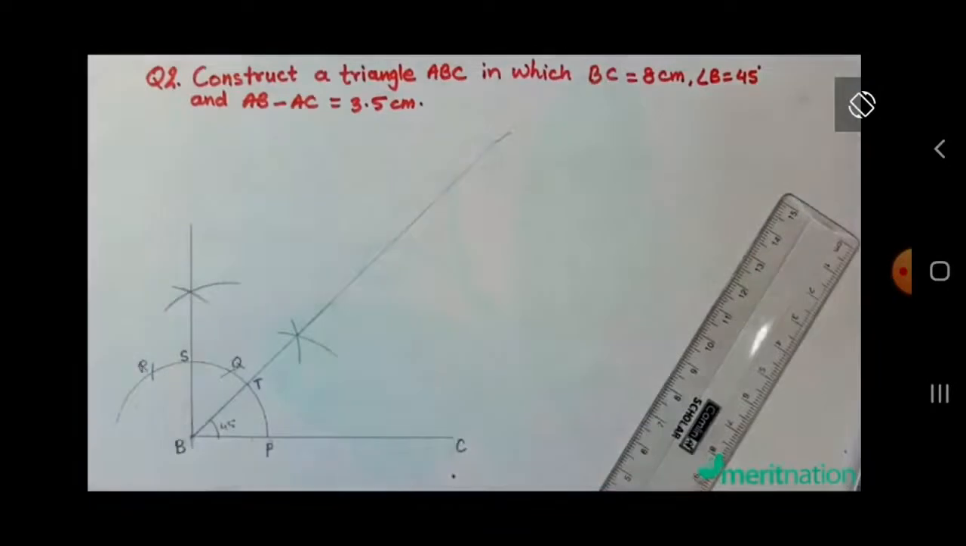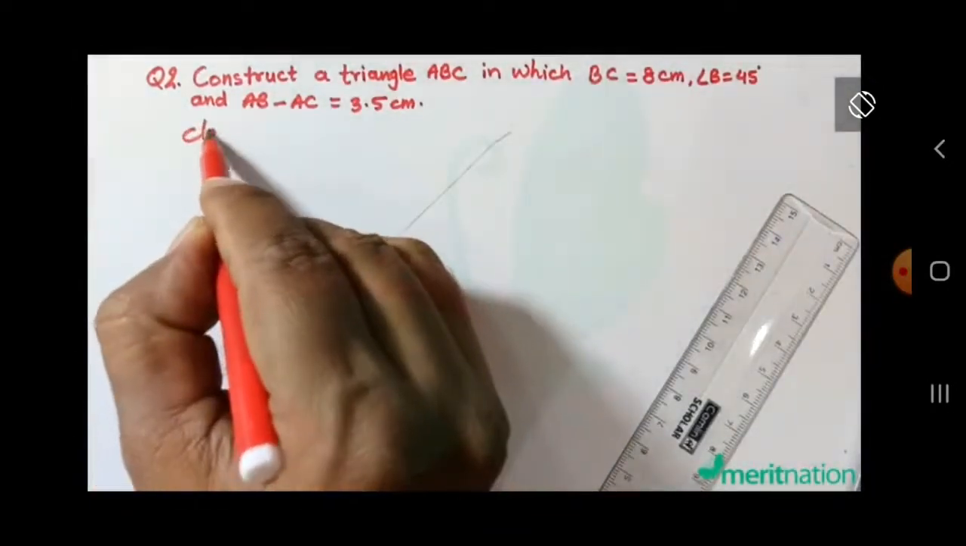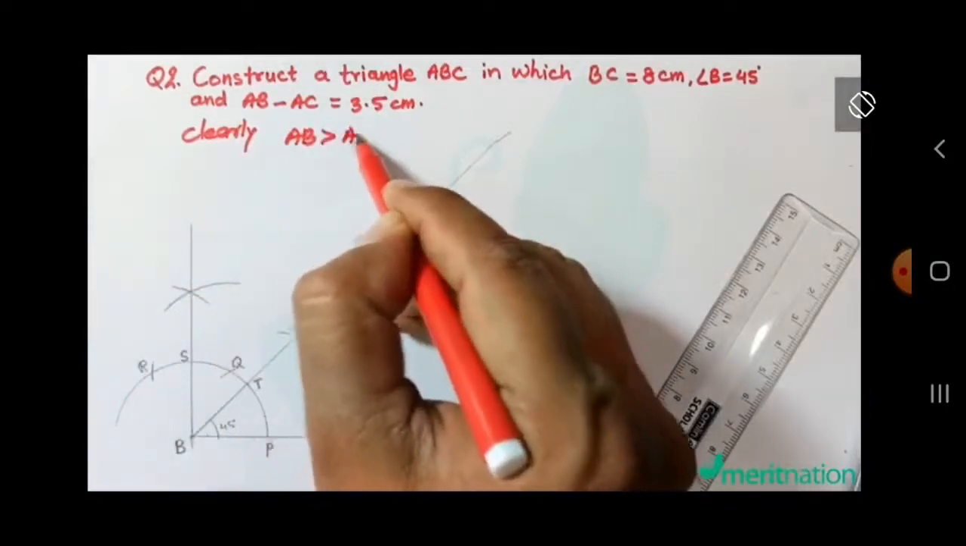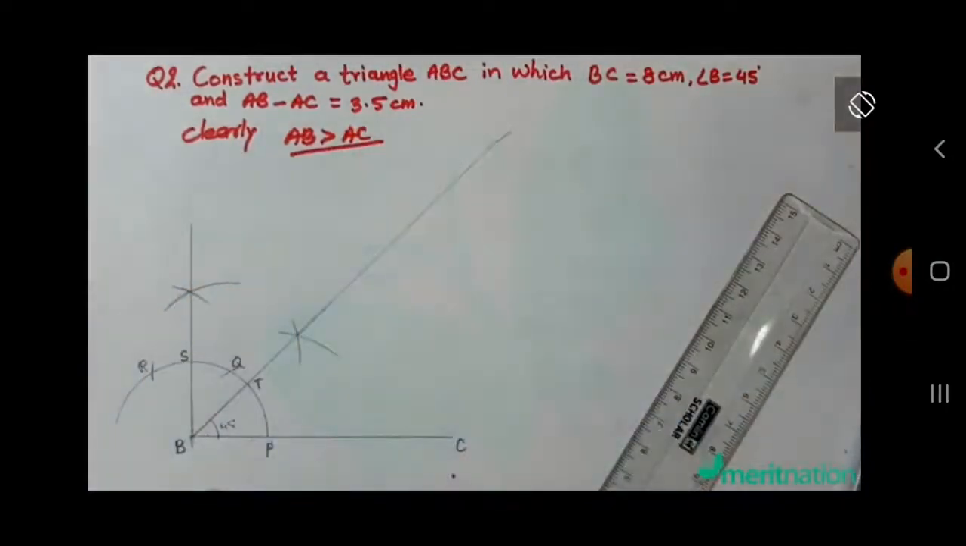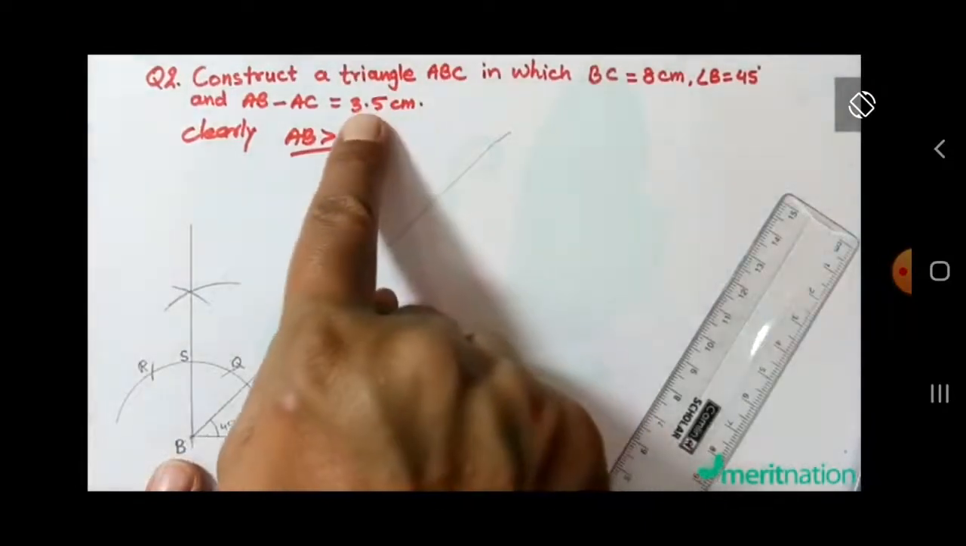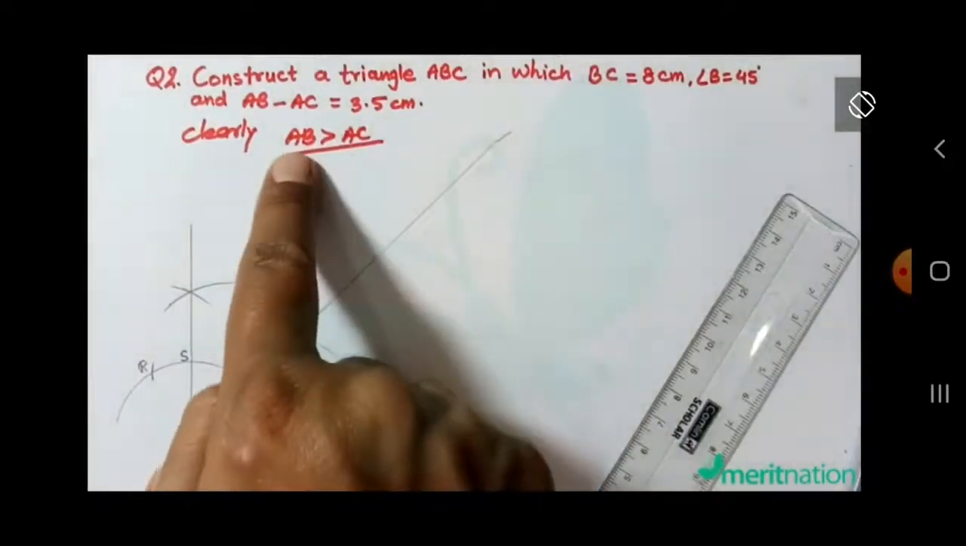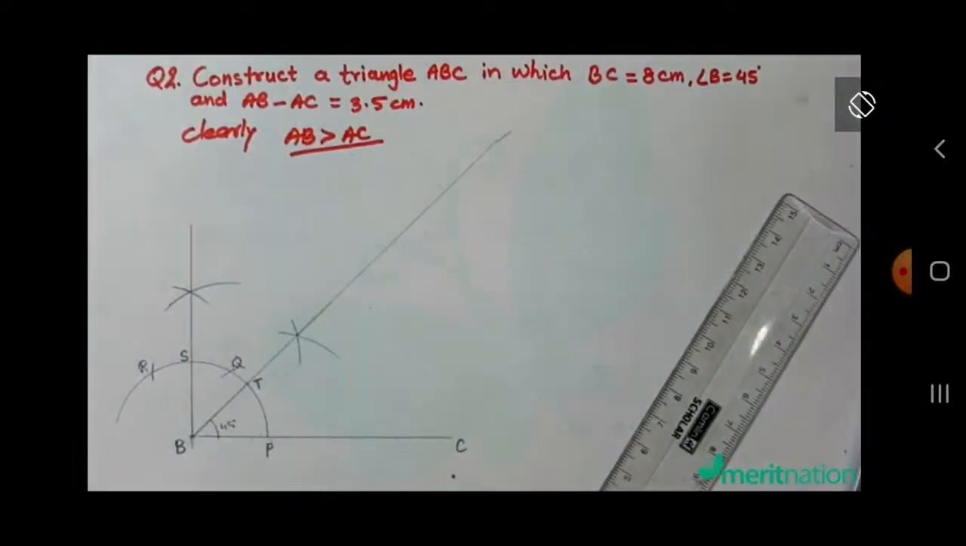AB minus AC is 3.5 centimeters. So it's very clear that AB is longer than AC. Right? AB is longer. This is important, because if AB is longer, we will cut an arc of difference 3.5 centimeters this way. If AB is shorter, we'll take it in the opposite direction.